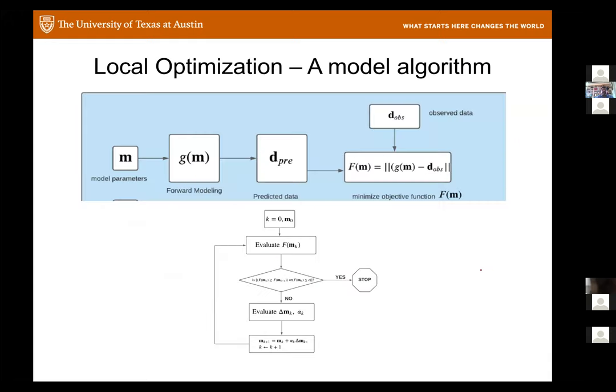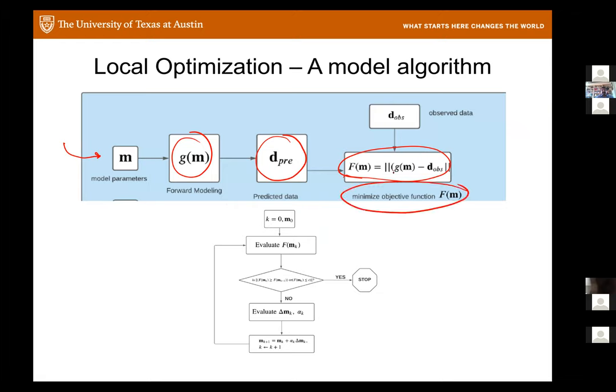So here is a better flow diagram. I have my model M, which is velocity. I run the forward modeling. This is my acoustic wave equation. I generate my data prediction. Then I take my observed data, I look at the difference between the two, and I minimize this objective function.